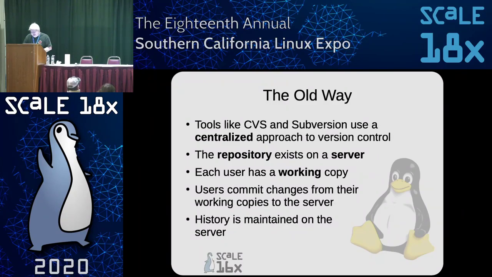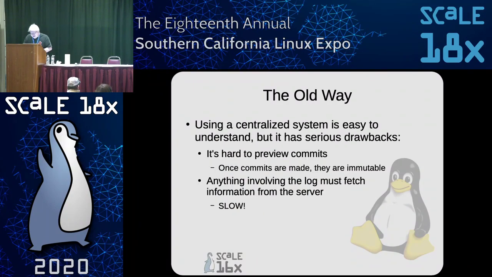The systems that we're probably familiar with the old way are CVS and Subversion, which is most definitely a centralized model. Your repository exists on the server. Each user has a working copy that they check out. They commit changes from their working copies to the server, and the history is maintained on the server. Well, this is great. It's easy to understand, classic client-server, but it has some disadvantages.